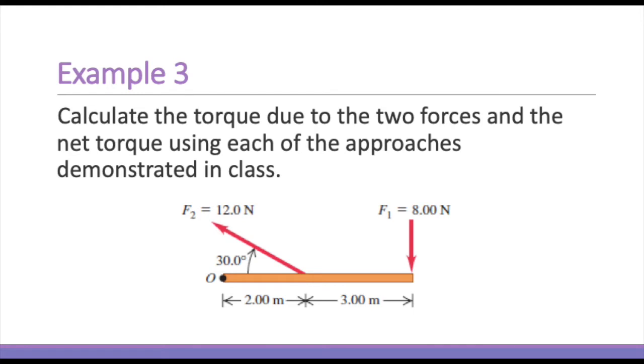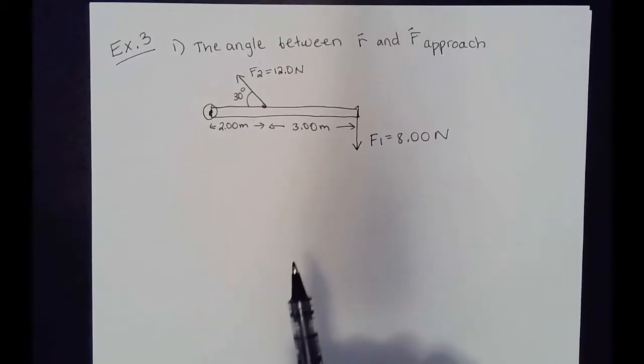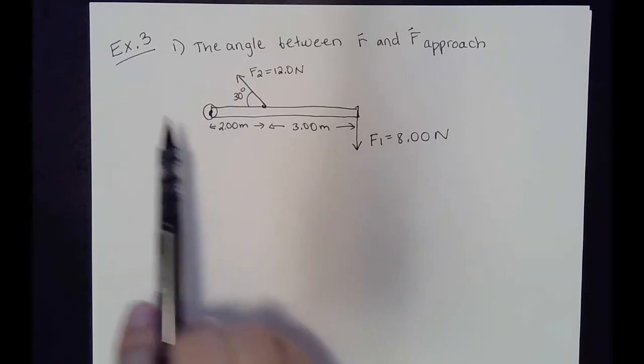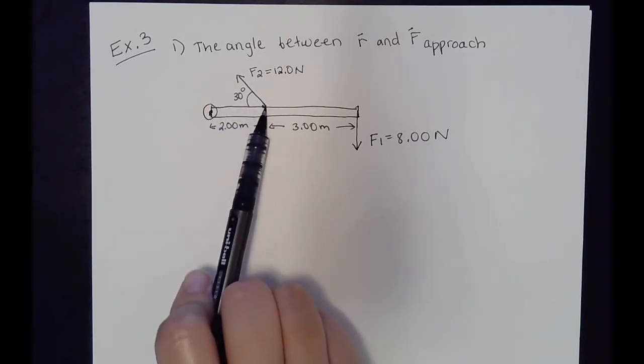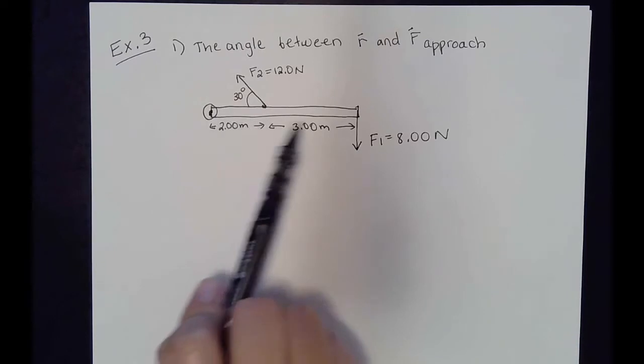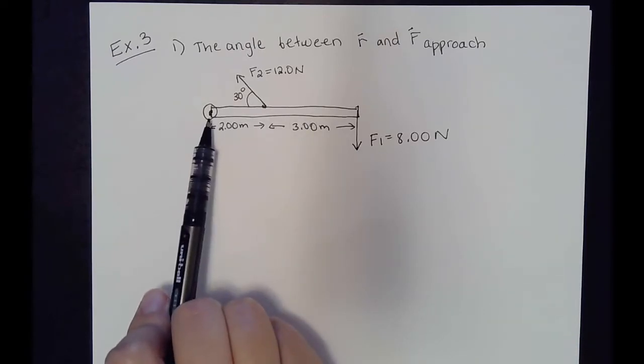Example 3, calculate the torque due to the two forces and the net torque using each of the approaches demonstrated in class. Alright, so I'll start with the angle between R and F approach. We have this object with a pivot point or axis of rotation labeled at point O. So we'll use that. And then two forces, F1 and F2, each at different distances from this axis of rotation.